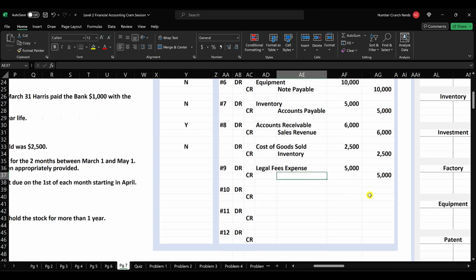And what is the other side? We didn't pay cash, so it's legal fees, what? Payable. Legal fees payable because we didn't pay the cash. So is that accruing legal fees? Yeah, that is accruing legal fees right there. We put up an accrual for legal fees.